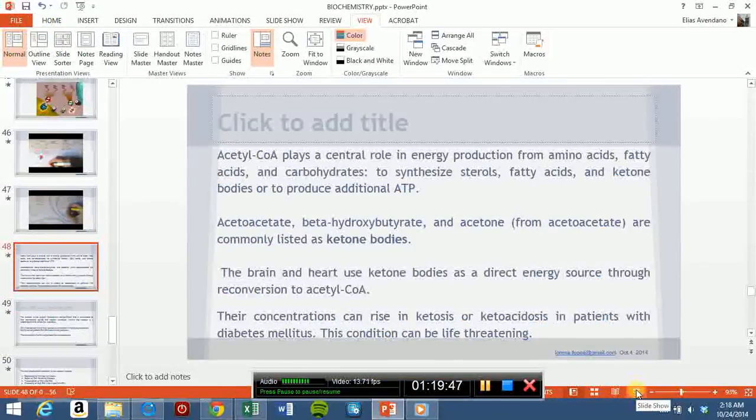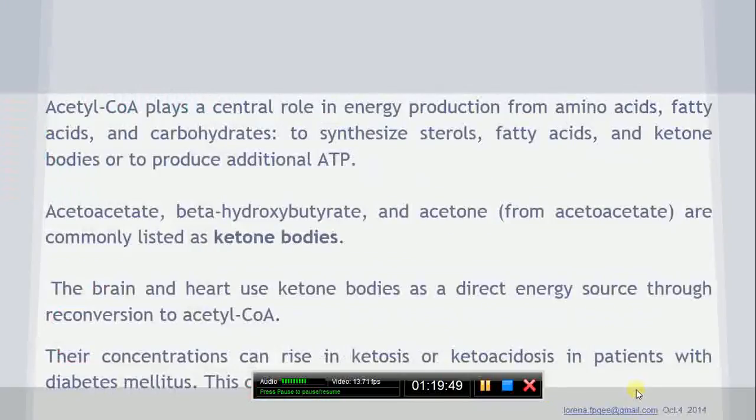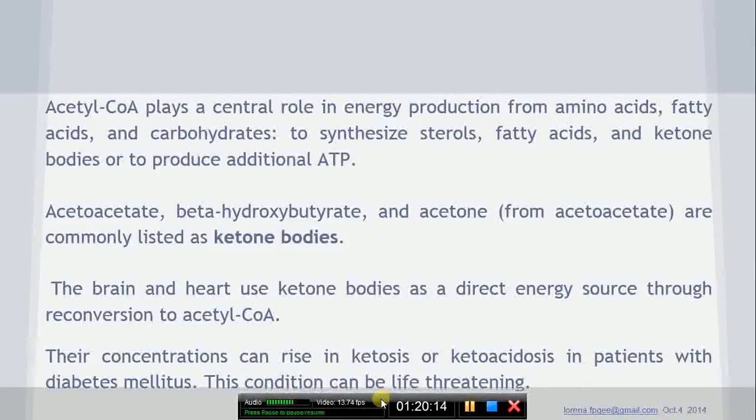Acetoacetate, beta-hydroxybutyrate, and acetone, from acetoacetate, are commonly listed as keto bodies. Their concentrations can rise in ketosis or ketoacidosis in patients with diabetes mellitus. This condition can be life-threatening. However, the brain and heart use keto bodies as a direct energy source through reconversion to acetyl-CoA.